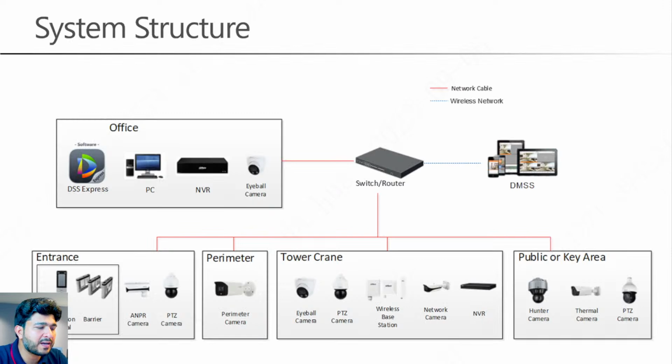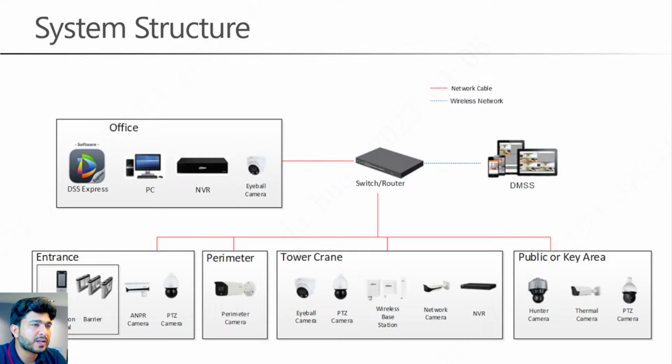What we have on the entrances, what kind of devices we can use. Face recognition terminal we can use for access control for people. Turnstiles also we can use, different types of devices like tripod turnstiles, flap barrier, swing, ANPR cameras and PTZ camera. This we can use to control the entry and exit for the vehicles.